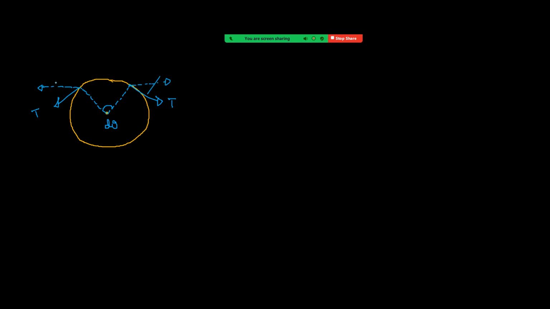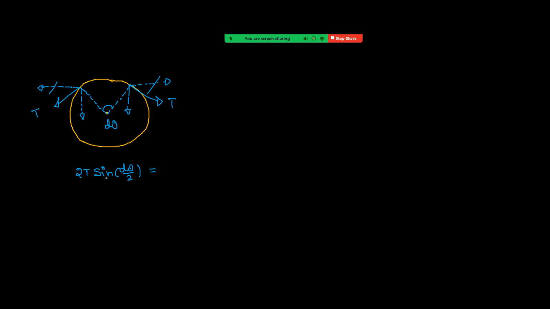These two will get cancelled. Remaining will be towards the center. This component and this component are now towards the center. Sum of these two will be 2T sine d theta by 2. We have taken this kind of term earlier, right? So these two components are towards the center.